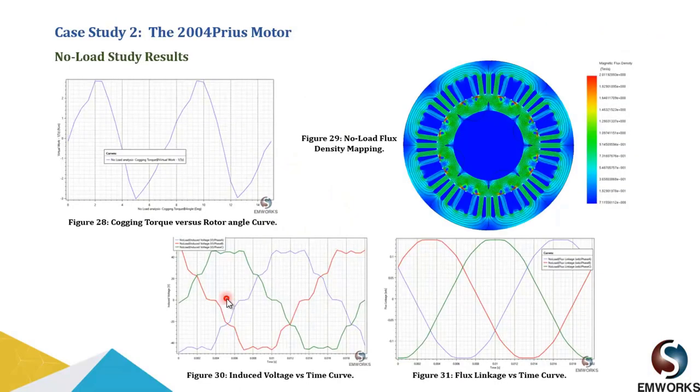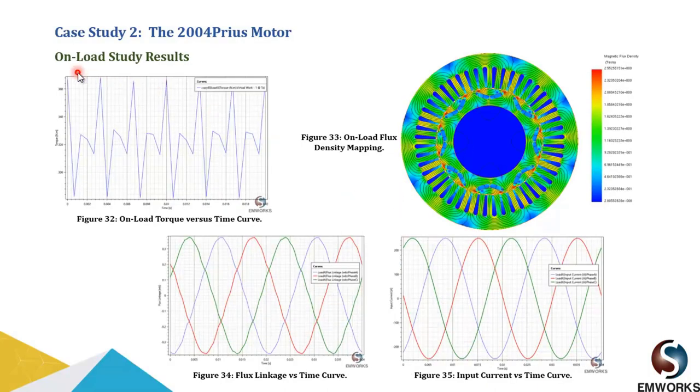In this slide, we have the no-load study results. For example, for the cogging torque versus the rotor angle curve, the maximum value is equal to approximately 3 Newton meter and it has a null average value. The induced voltage versus time curve presents some harmonics, so we can see them here. And here the flux density mapping shows the saturation at the end of the pole bridges.